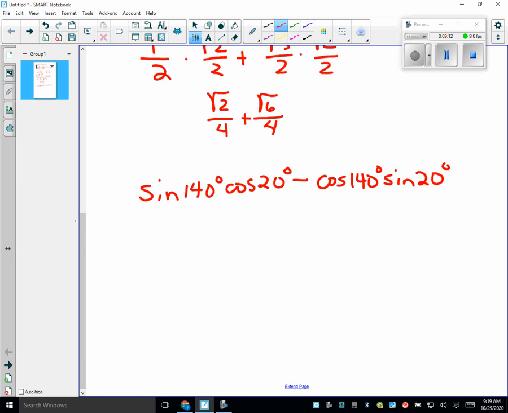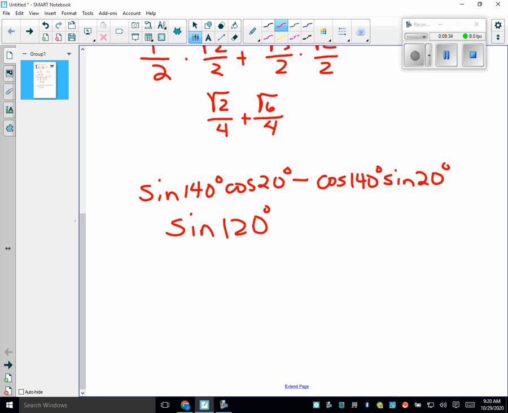It says use sum or difference to solve. So what is it? Sum or difference? Difference. Well, what is the answer to this? That's the sine of 120 degrees. You've got to figure that out. Do you all agree? Do you understand where I got sine of 120 degrees? Yes. So what's the sine of 120 degrees?